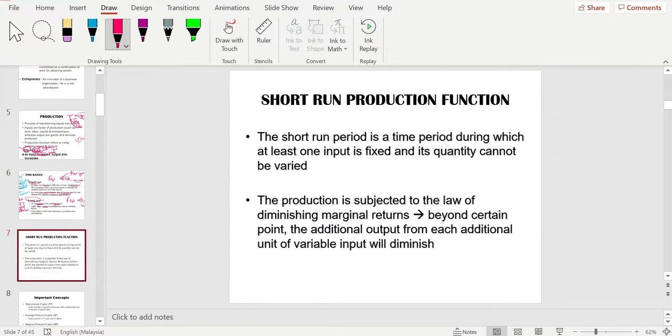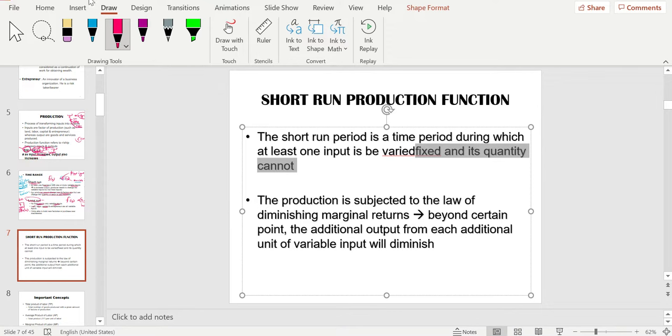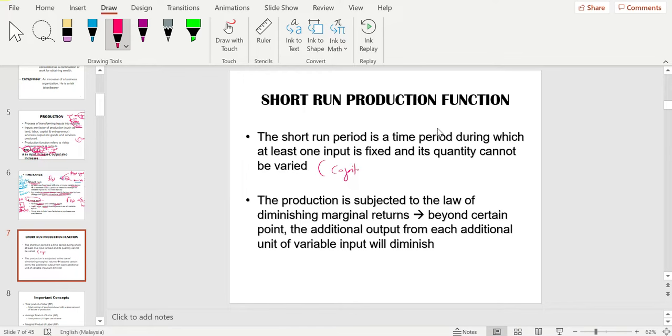So short run is a period of time during which at least one input is fixed and the quantity cannot be varied. So what is the fixed input? It is capital. The variable one is labor. You must understand this properly because later there will be calculation. Capital is fixed. Okay, and there is a law that will govern the production process in the short run. Remember this law is in the short run only.